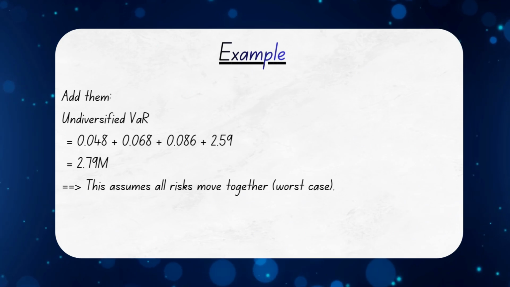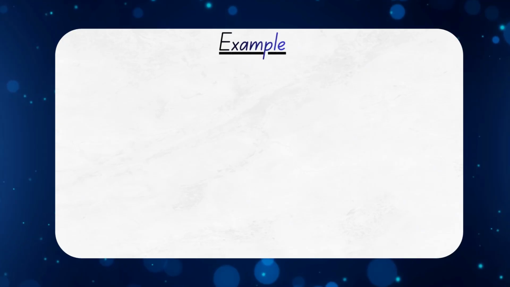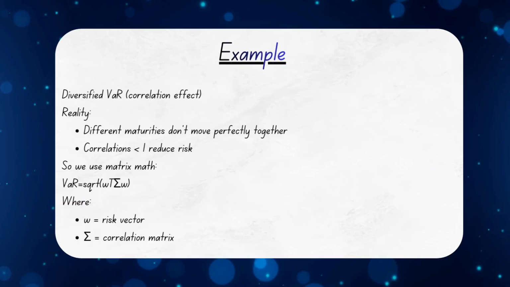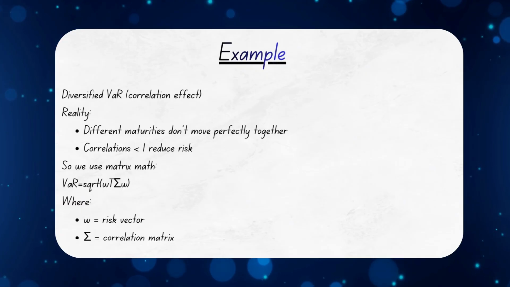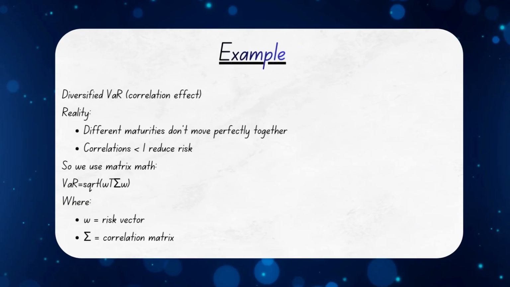This assumes every maturity moves together. Basically, it's a worst-case scenario. But in reality, rates at different maturities don't move perfectly together. Some move more, some less. Because correlations are below 1, total risk actually reduces.